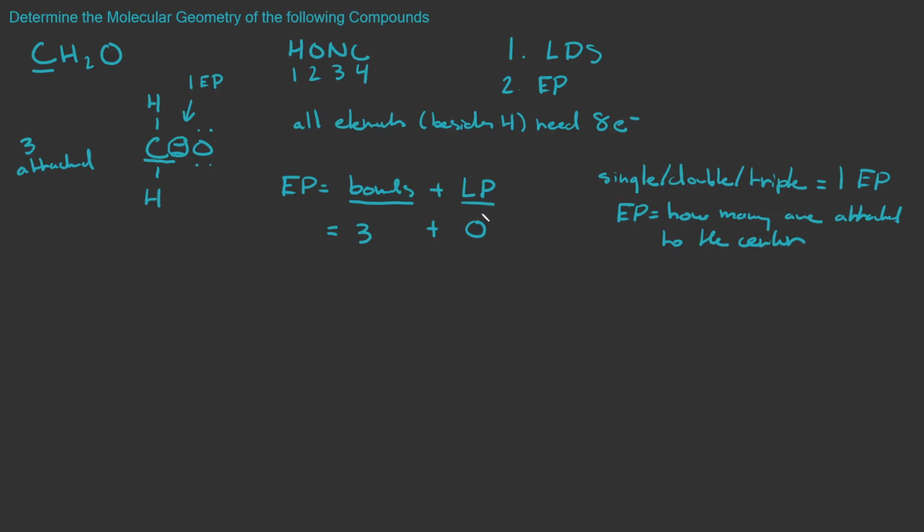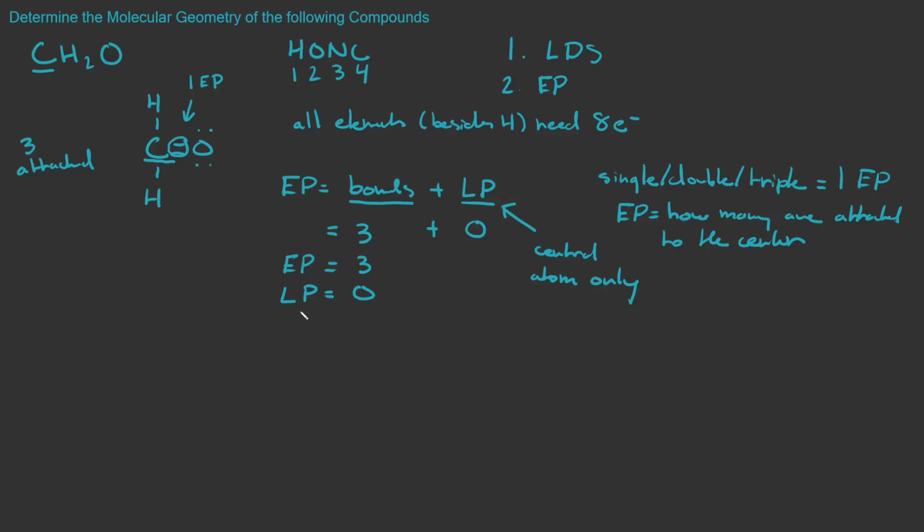Remember, lone pairs only are on the central atom. So even though there are lone pairs or dots associated with our oxygen, since oxygen is not the central atom, we do not count these dots. So if there are dots on these H's, those would also not count towards our electron count. And so in this case, we have a total of 3 electron pairs. And then once again, our lone pairs associated to carbon is 0.